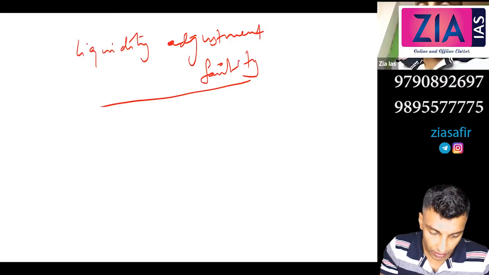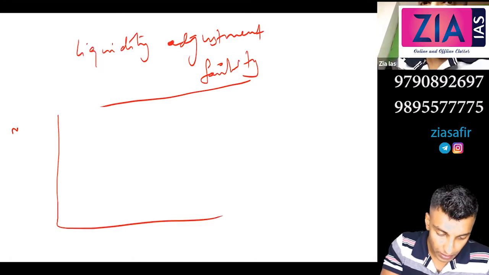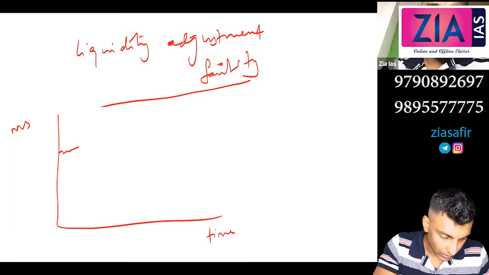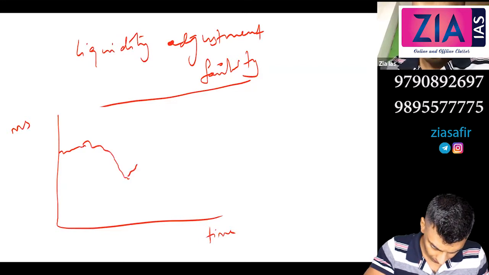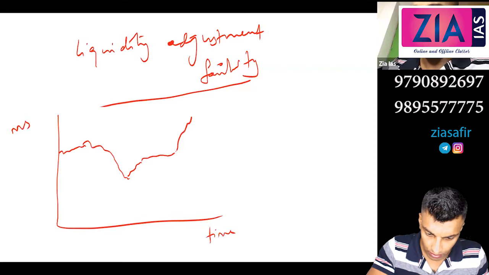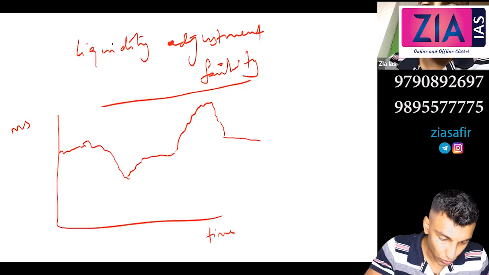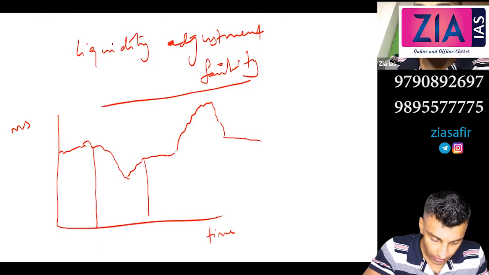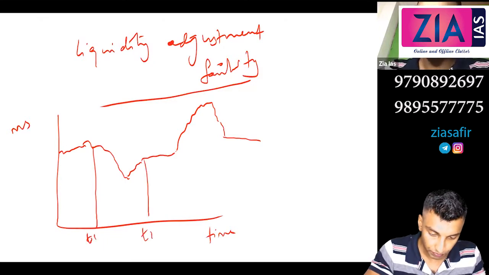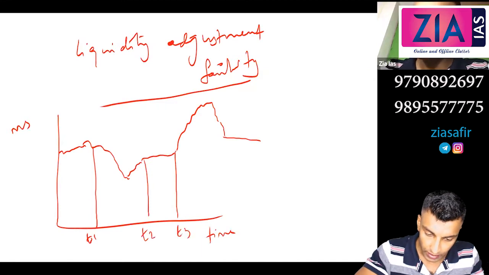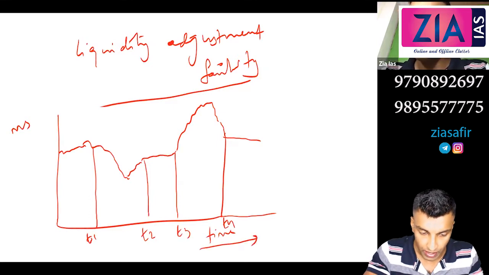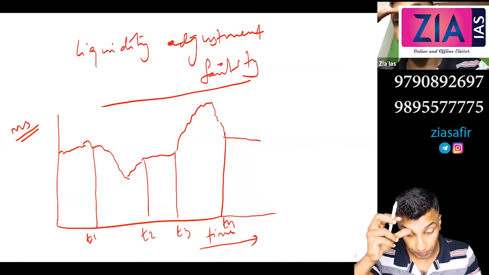If you see here, let's say this is money supply and I take time here. Money supply is going like this, coming down, going and remaining stable, then going up, then becoming stable. Let me mark it as different time periods: this is T1, this is T2, this is stable T3, this is T4. On my x-axis I am taking time and on the y-axis I am taking money supply.